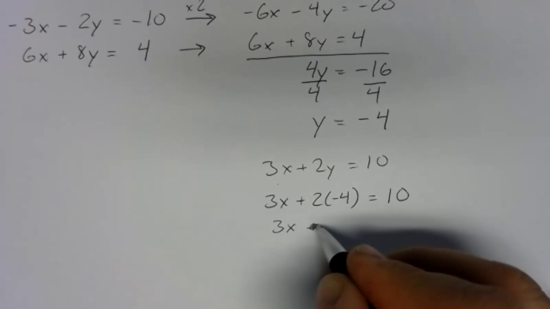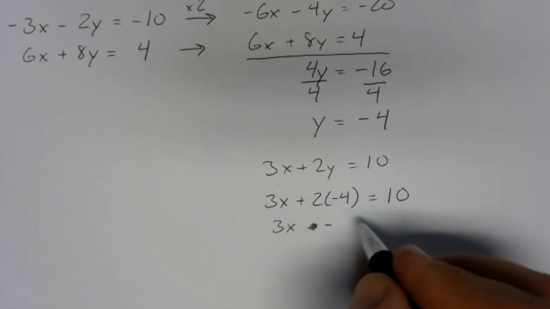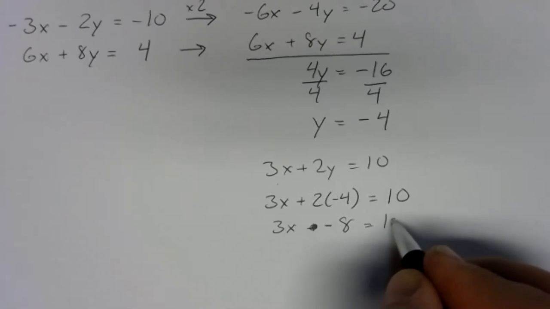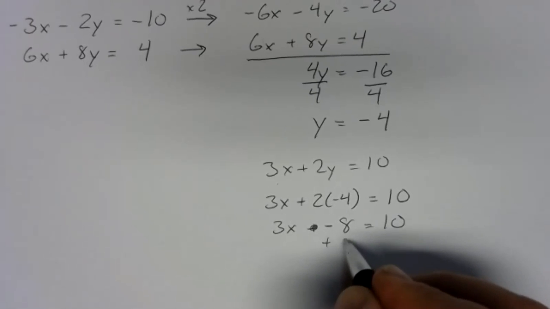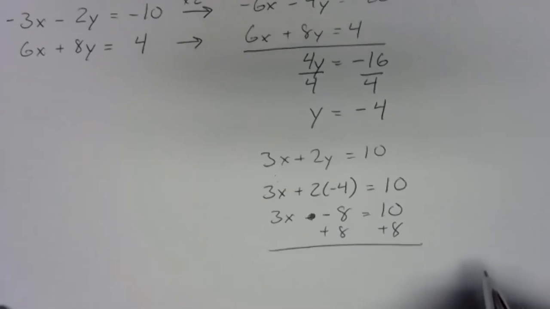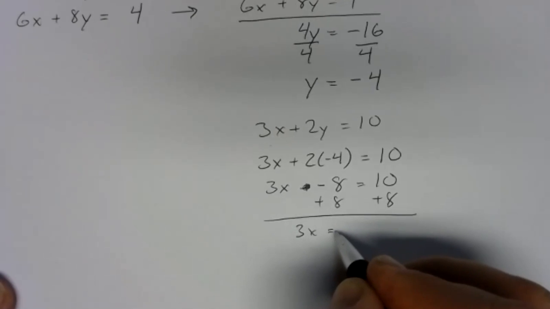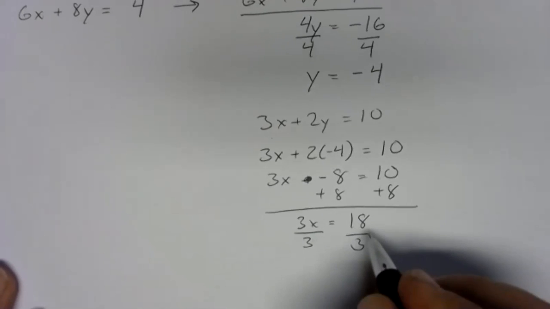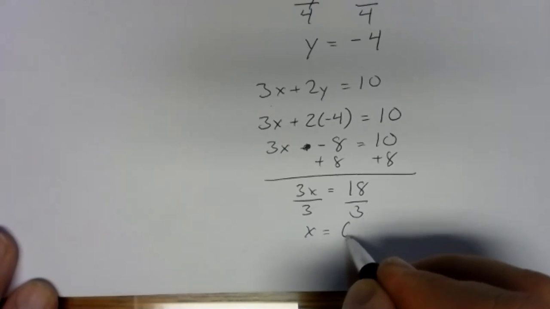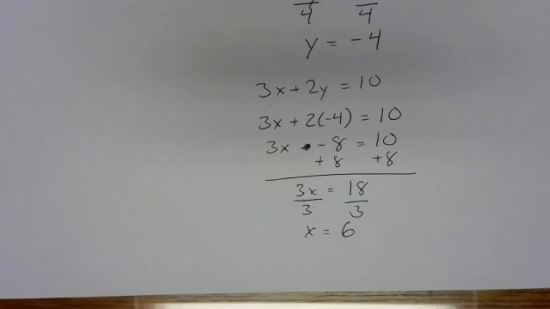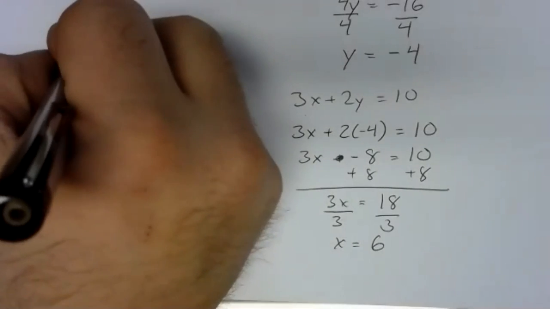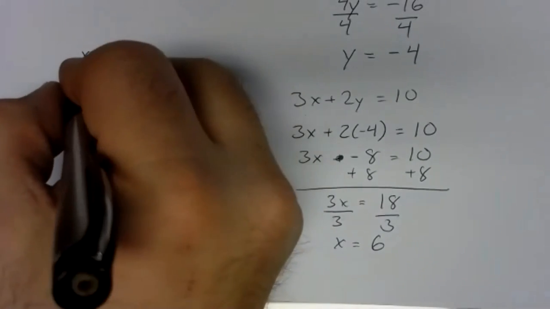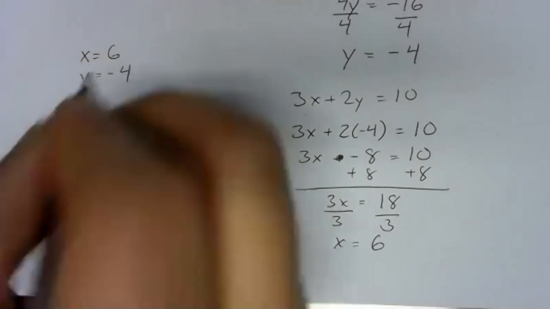-2 times 4 is -4 times 2 is -8 equals 10. Add 8 to both sides. And we get 3x equals 18. Divide both sides by 3, and it looks like x equals 6. So it looks like we've got a solution. We've got a candidate solution here, x equals 6, y equals -4.